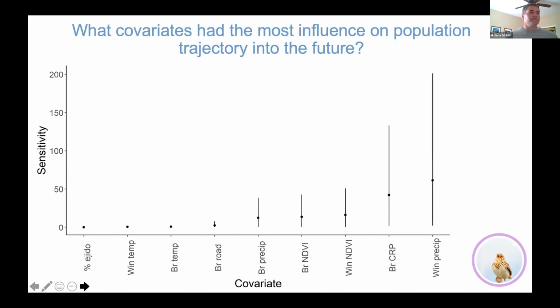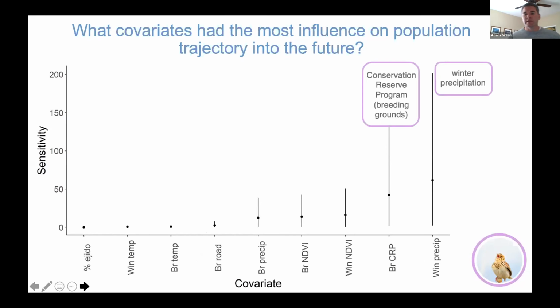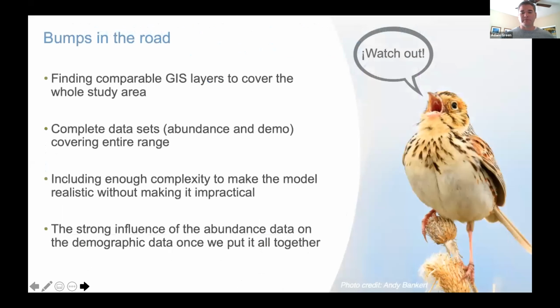But we also wanted to look at the influence of each of the covariates on population growth, because covariates can influence multiple demographic rates. And so we took the same approach and varied each of the covariate values by just a little bit and calculated sensitivity again. And so you can see here that, I think we need to go to the next slide. Yep. Winter precipitation had the most influence on population growth, which unfortunately we can't really change very easily, at least without some large policy changes. But the next most influential covariate was the amount of CRP on the breeding grounds. So that's something we can actually change and potentially influence Baird's sparrow populations. And then finally, some climate variables kind of came in a close third.